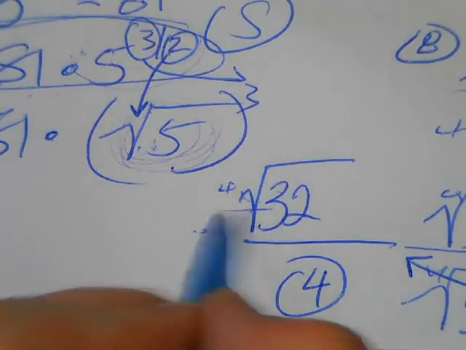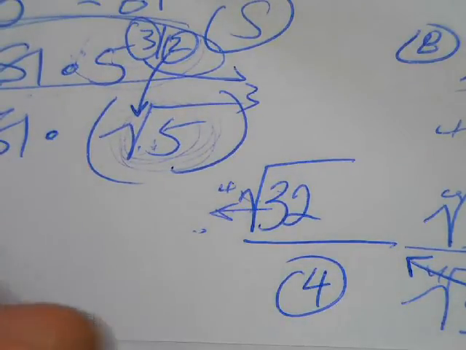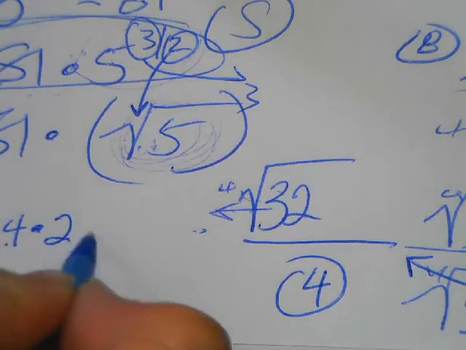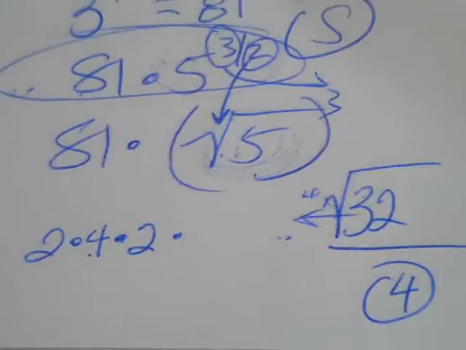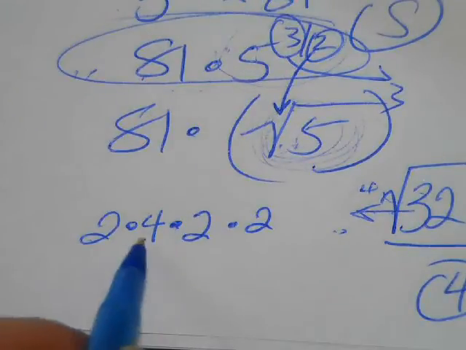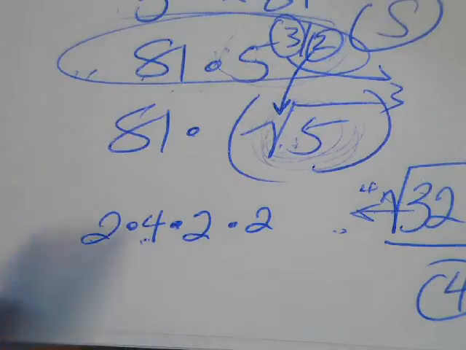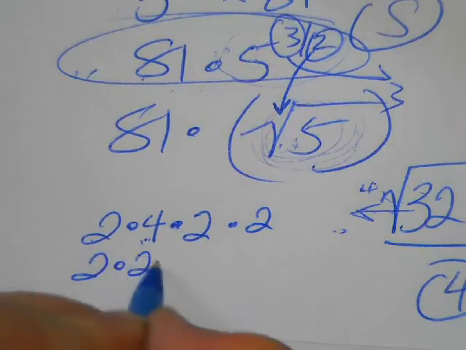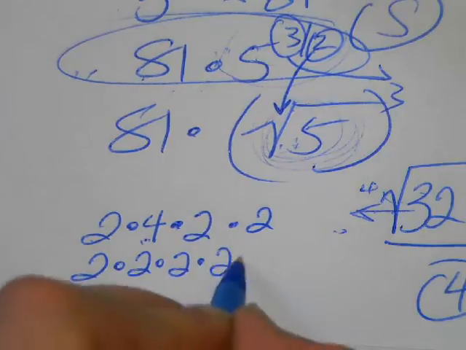So I think if we do 2 times 4 is 8. 8 times 2 is 16. And 16 times 2 is 32. That'll work for us. And then what can 4 split into? Right? Another 2 and 2. So 4 times 2 times 2 times 2 times 2.